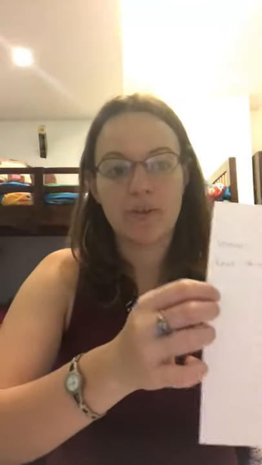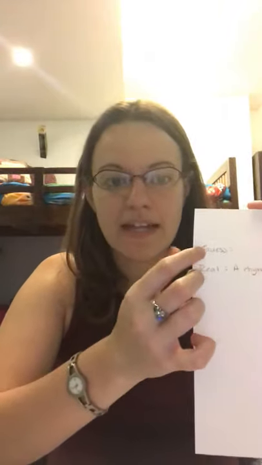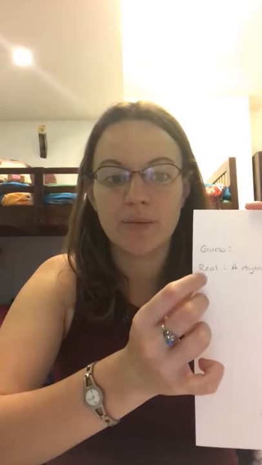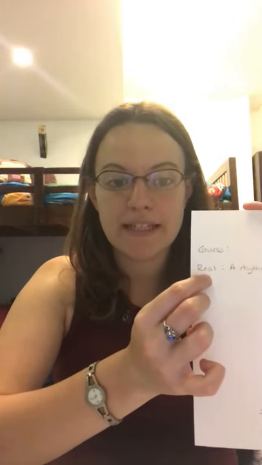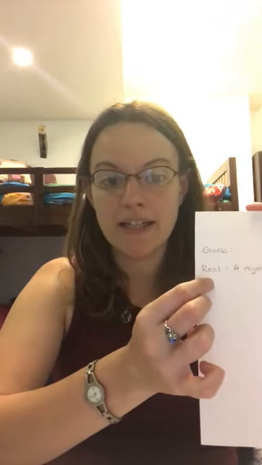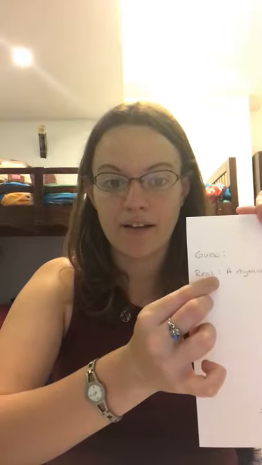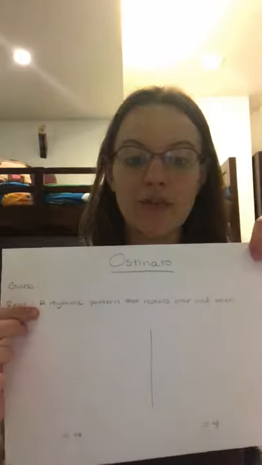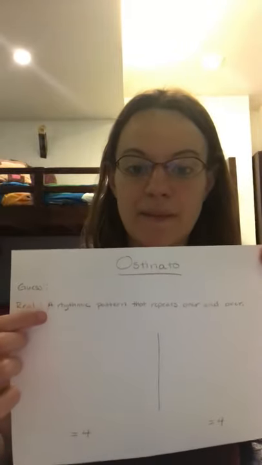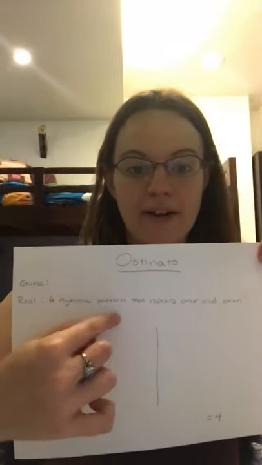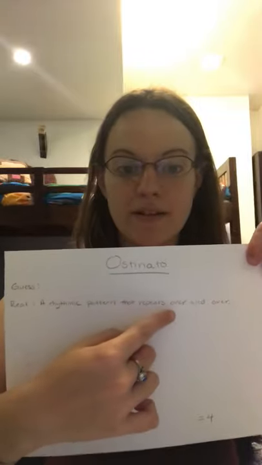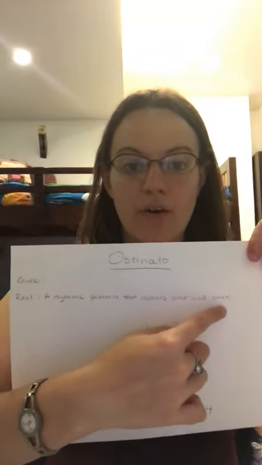Great, now we're gonna write down the real definition. Underneath guess, I want you to write the word real, which is spelled R-E-A-L. So next to real, I want you to write the real definition of an ostinato, which is a rhythmic pattern that repeats over and over.